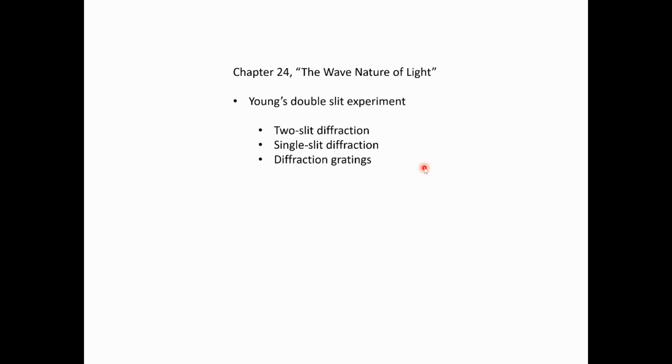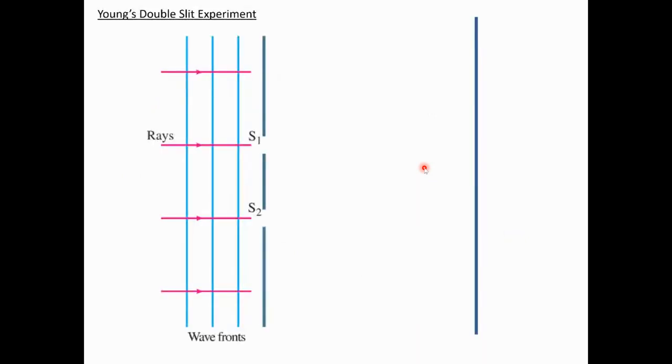Okay, so chapter 23 is all about how light behaves like a ray. Chapter 24 is how light behaves like a wave. And the example is an experiment that was first done by Young. This is the double slit experiment. It has been described as one of the most beautiful experiments in science. So there was a poll done among scientists. What's the most beautiful experiment? And this one won.